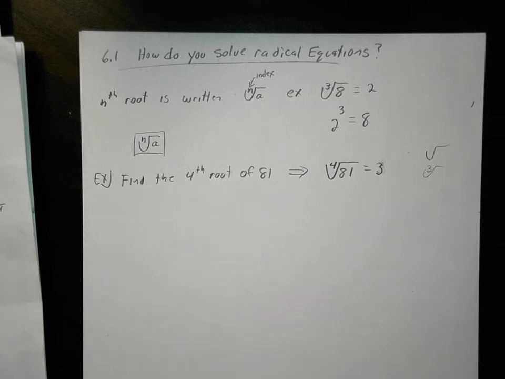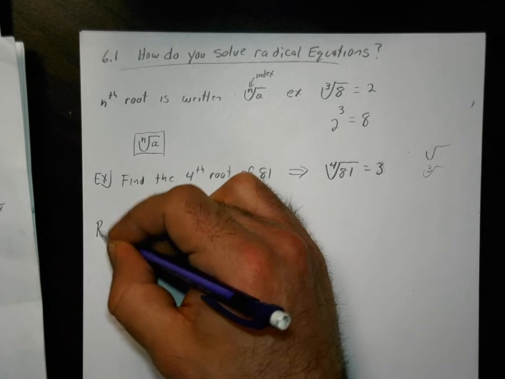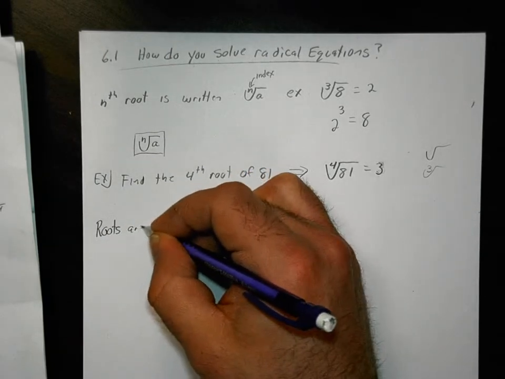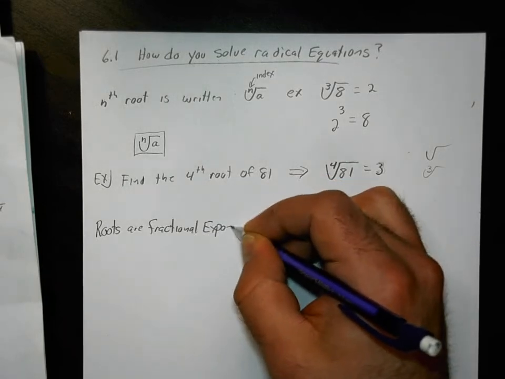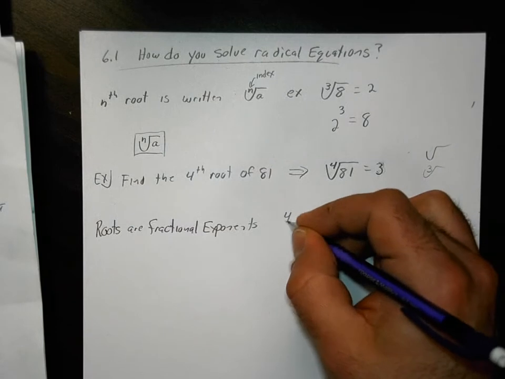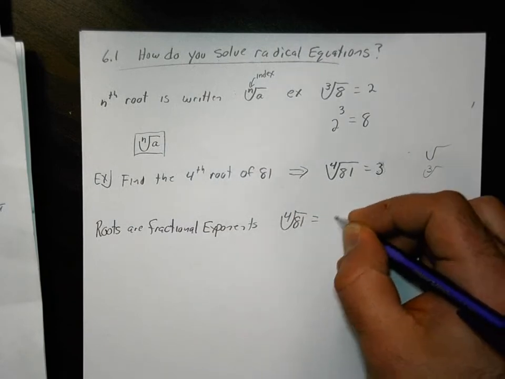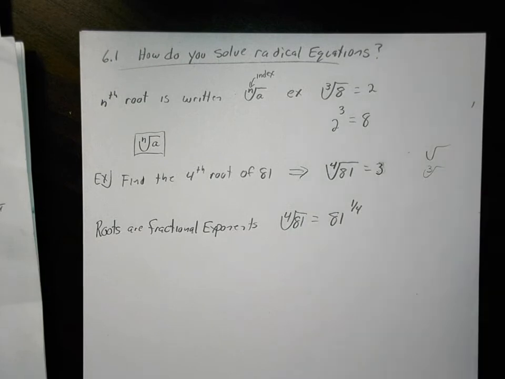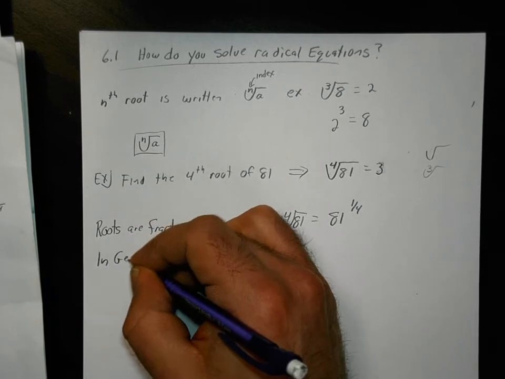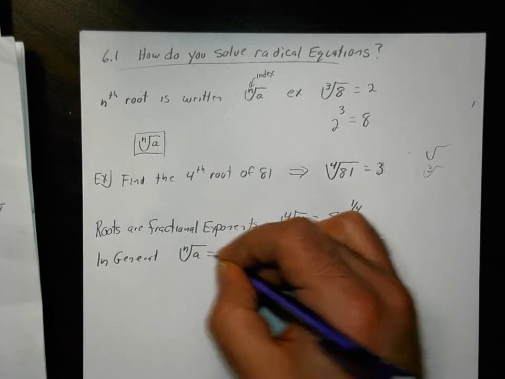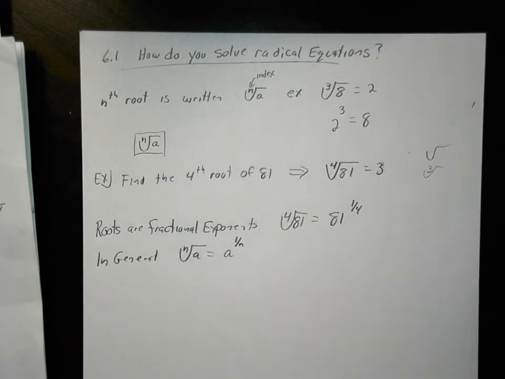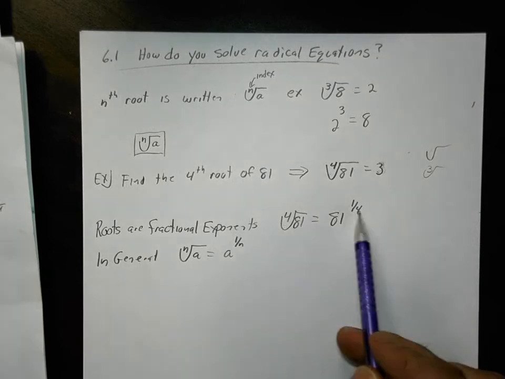Okay, roots are also fractional exponents. Write that down. So the fourth root of 81 is the same as 81 to the 1/4 power. In general, the nth root of a is equal to a to the 1 over n. So the root becomes a fraction here, and the index is the denominator.